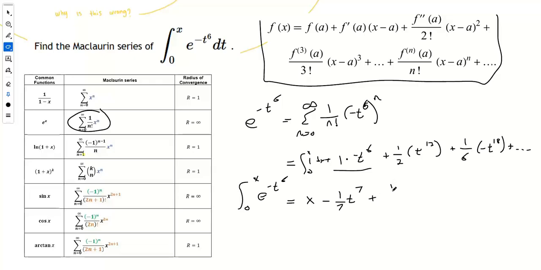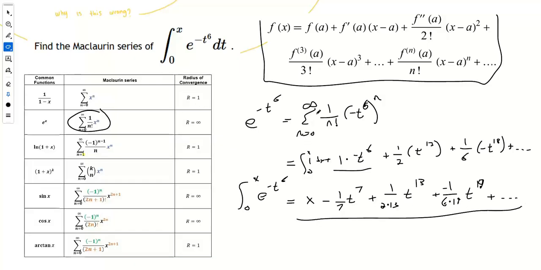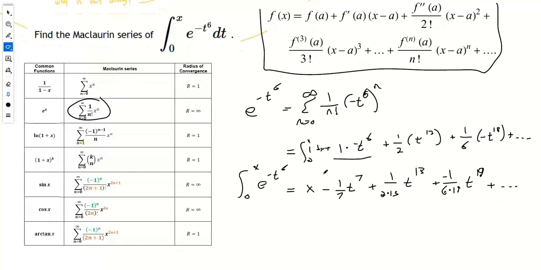And then this is 1 over 2 times 13 t to the 13th. Let me double check that. And then here this is 6 times 19 when I take an antiderivative. That's a negative t to the 19th. Let's see if we have enough for a pattern to make the series. This is our series. We just need summation notation. Oh, sorry, these should all be x's because we're integrating from 0 to x. So this should be an x, this should be an x, that should be an x.